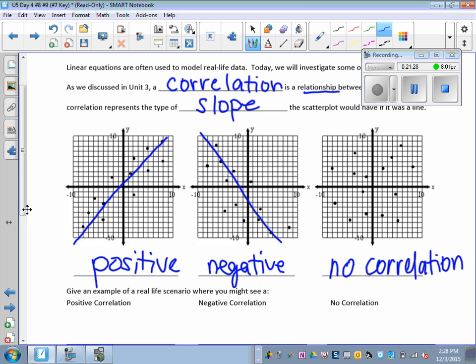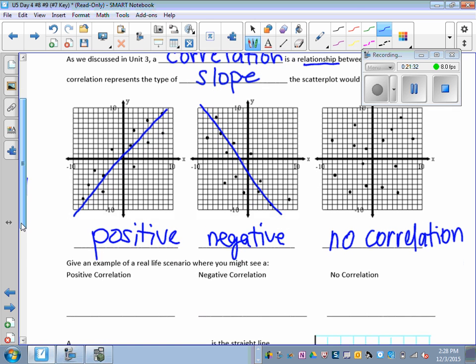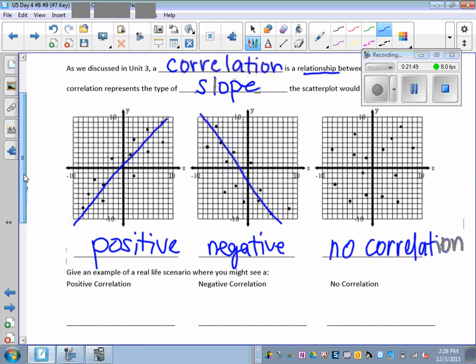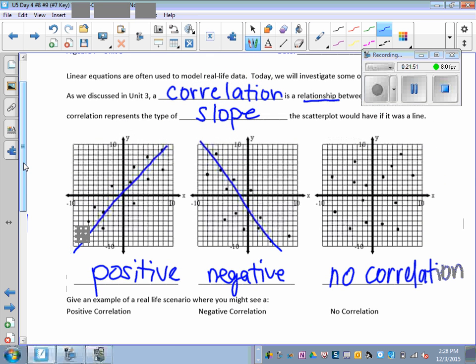Okay, so let's talk about real life examples where we might see a positive correlation, a negative correlation, or no correlation. Positive correlation means that both values go up. As one goes up, the other goes up. As one goes down, the other goes down. No correlation means there's no pattern. So anybody have an idea what would be an example of a positive correlation?